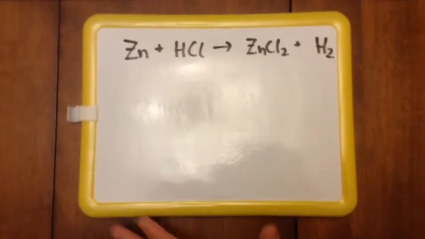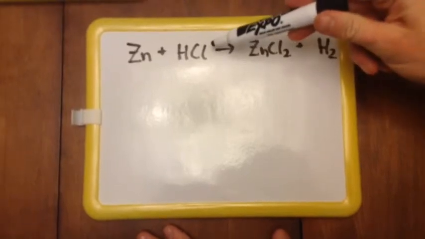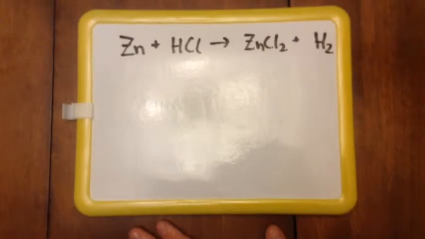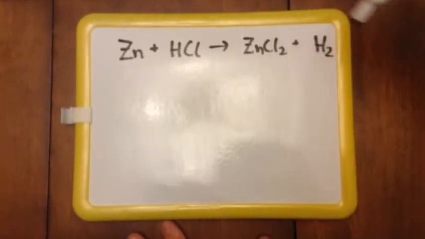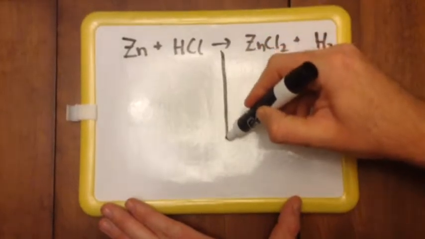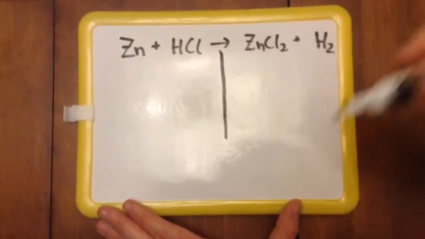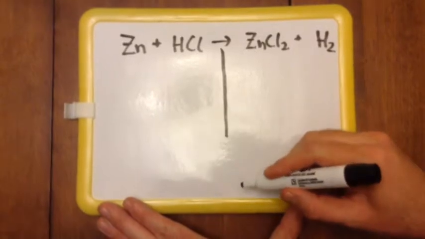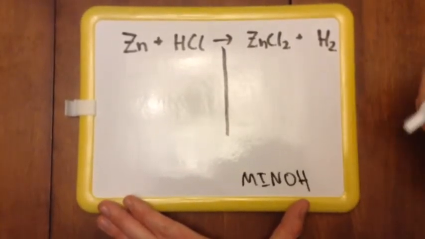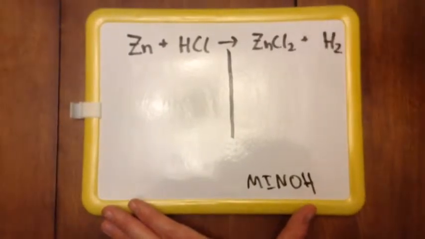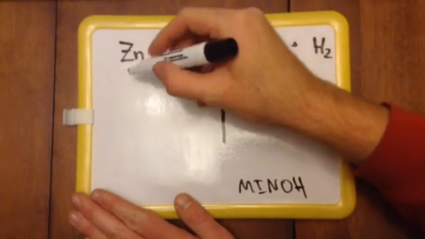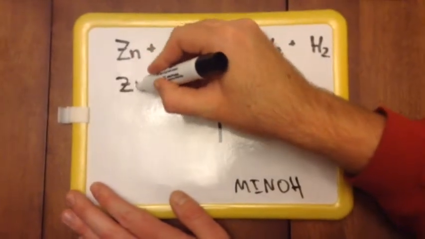We have the equation that shows zinc metal reacting with hydrochloric acid to produce zinc chloride and hydrogen gas. We're going to start off the way that we started off the other one by counting the atoms that are here. So I'm going to draw a line separating the reactants from the product side, and we're going to remind ourselves of MENO, and we're going to list off the atoms that we have in this reaction. So starting with metals, I see Zn, which is zinc. We're going to list that first.